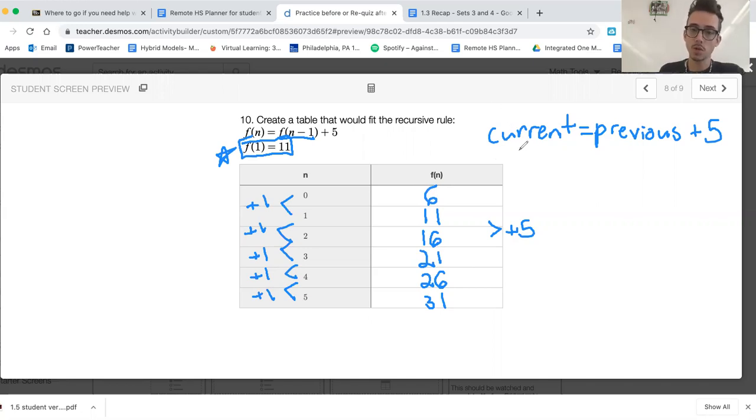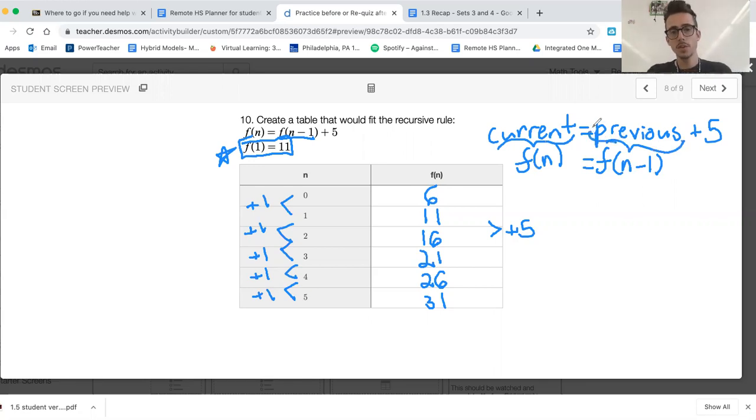So recall that I took apart the function notation. Current, we always use that in place of f of n. Previous, we can refer to that as f of n minus 1. So notice that we didn't have anything here really with exponents. That was not asked of you to find an equation that had that going on. So I hope that helps. If you have any questions, of course, reach out. I'm confident you can all do this. Everybody can math. Let me know if I can help. Thanks for watching.